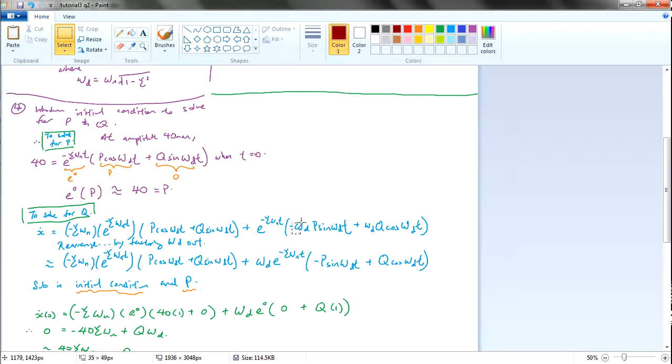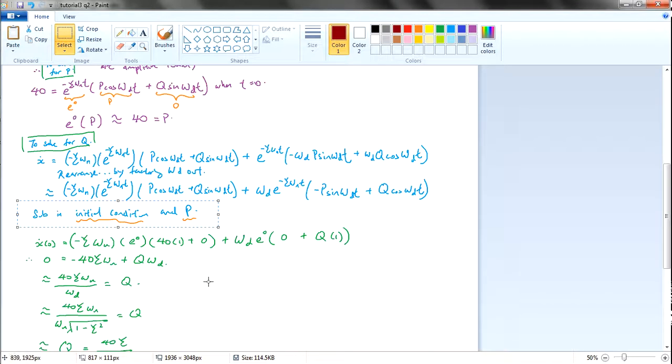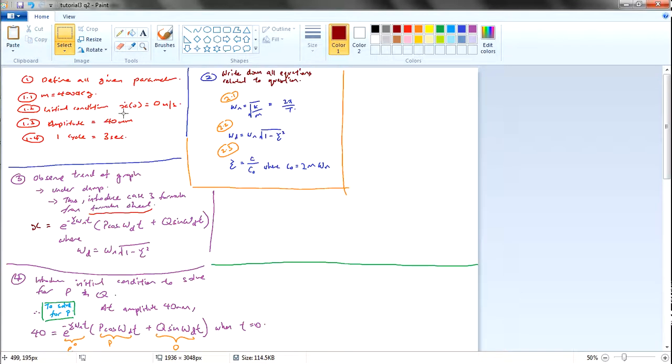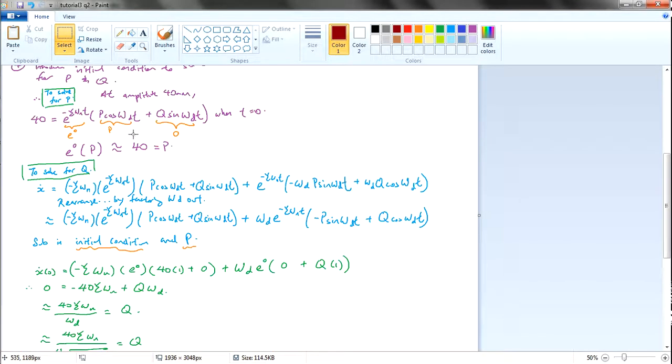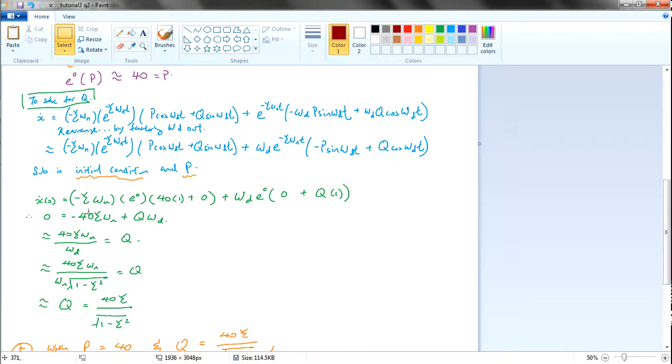You will realize that Wd is a common term, therefore we factorize out the Wd. Now we have to sub in our initial condition. Our initial condition says that the velocity at time 0 is equal to 0 meter per second, and therefore when you sub it in over here it is 0. We also know that P is equal to 40, so we can also sub in our P.